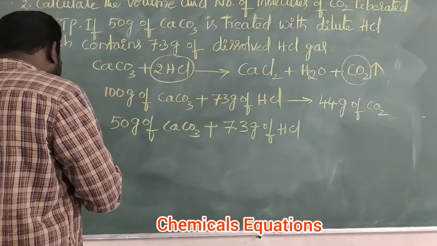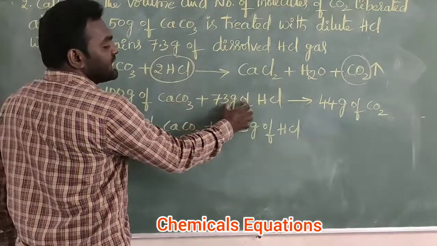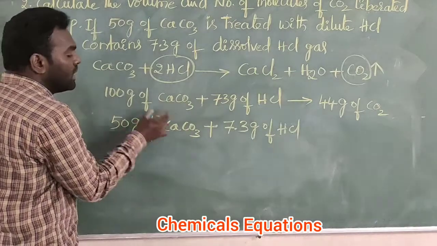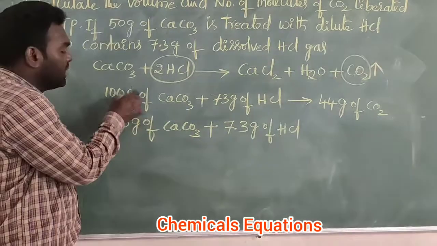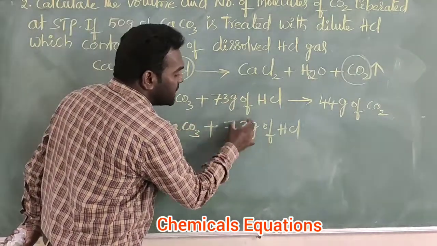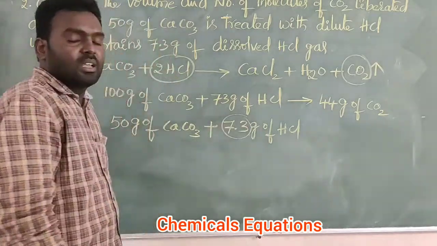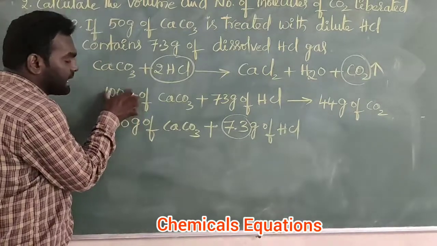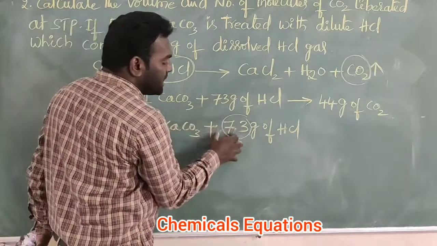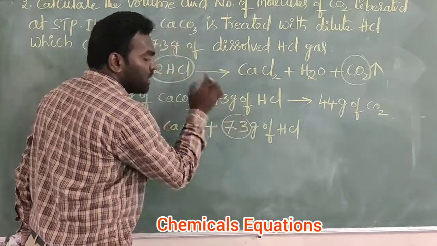See here, a very important point. From the equation, 100 grams of calcium carbonate reacts with 73 grams of hydrochloric acid. But in our question they gave 50 grams of calcium carbonate, so the weight is reduced from 100 grams to 50 grams, and the hydrochloric acid is reduced from 73 to 7.3. 100 grams reduced by half gives 50, but if we halve the acid we would get 36.5. They gave a very much lesser amount of hydrochloric acid.